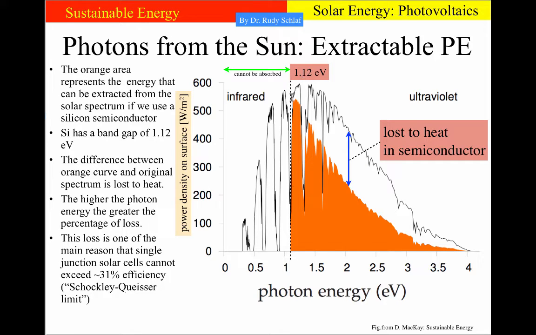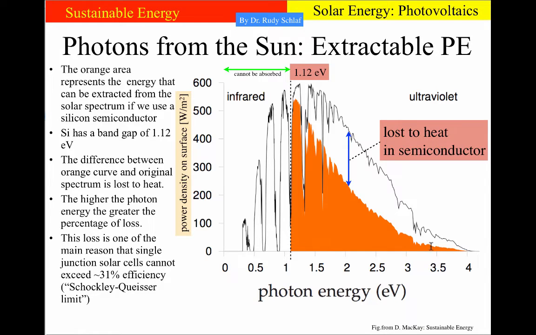One can draw a line in this solar spectrum at 1.12 electron volts, and we can immediately say that all the photons that have a smaller energy than this band gap, they will not be absorbed at all, and so they are already lost to the energy conversion process right from the start. They simply go through the solar cell without being absorbed.